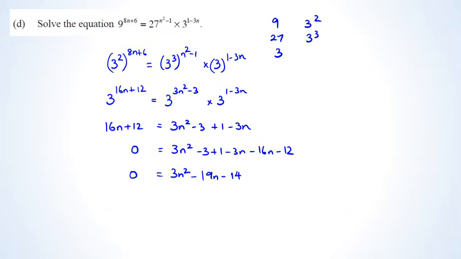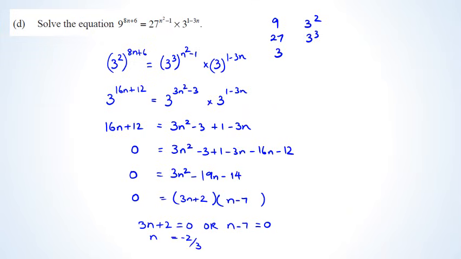Now guys, you can put this in the graphics calculator and get your two answers. I'm going to factorize it real quickly. I know what the two factors are going to be in this case. It's going to be 3n plus 2 and n minus 7. Now you can use the quadratic formula if you don't know how to use a graphics calculator. But basically, I get the two values for n because 3n plus 2 equals 0, or n minus 7 equals 0. And in this case, n equals negative 2 over 3, or n equals 7.